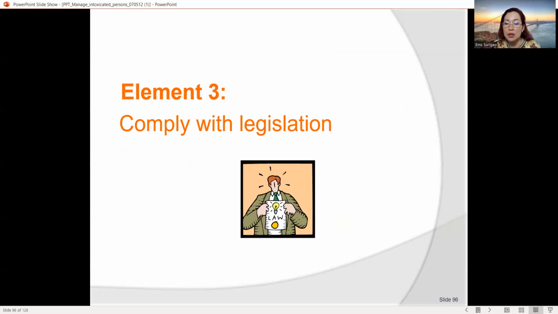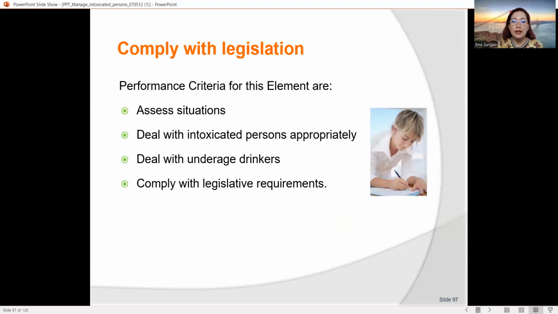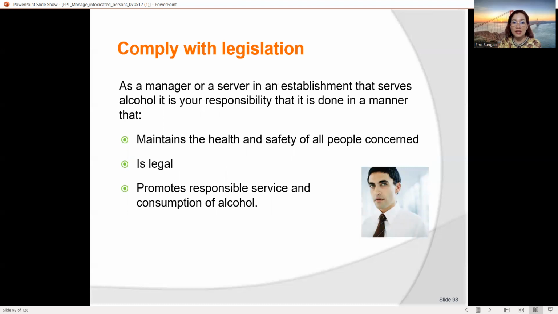The third topic is comply with legislation. The criteria or objectives are: assess situation, deal with intoxicated persons appropriately, deal with underage drinkers, and lastly, comply with legislative requirements. So as a manager or a server in an establishment that serves alcohol, it is your responsibility that it is done in a manner that, first, maintains health and safety for all the people concerned, and it's legal. Okay, so very important that you follow those rules and comply with the legislation.